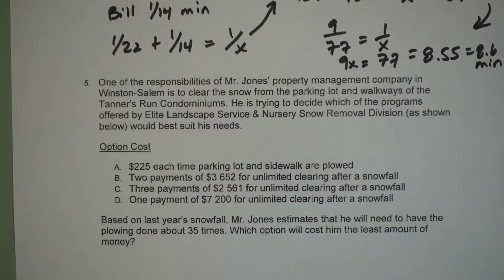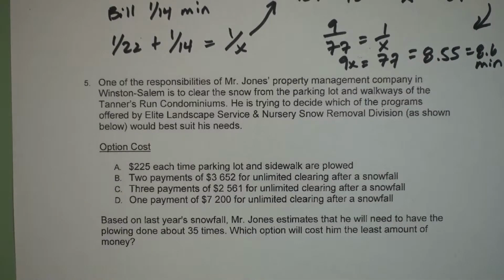He is trying to decide which of the programs offered by Elite Landscape Service and Nursery Snow Removal Division, as shown below, would best suit his needs. Here are the option costs: $225 each time the parking lot and sidewalk is plowed, 2 payments of $3,652 for unlimited clearing after a snowfall, 3 payments of $2,561 for unlimited clearing after a snowfall, or 1 payment of $7,200 for unlimited clearing after a snowfall.